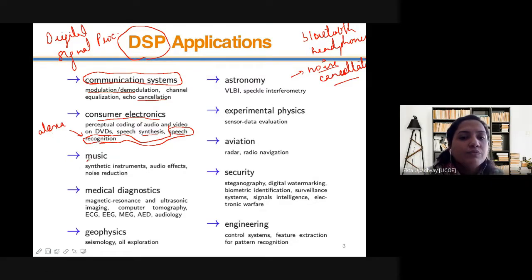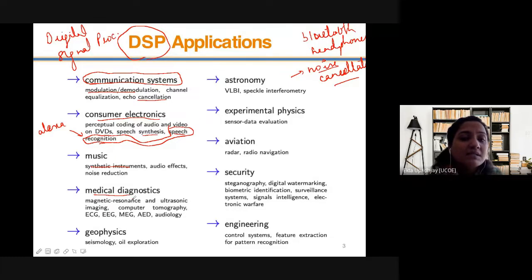Next we come to music. We have got synthetic instruments, right? Audio effects, noise reductions, right? So your music composers, the people who are in the music industry, are using many kinds of synthesizers, basically music synthesizers, right? And then I've got medical diagnosis where I use MRI, CT, then ECG, then EEG, audiology, ultrasonic imaging. These are my medical diagnostics, right?